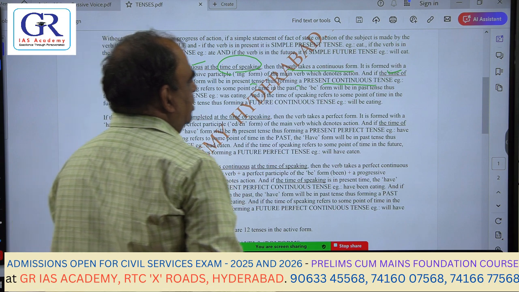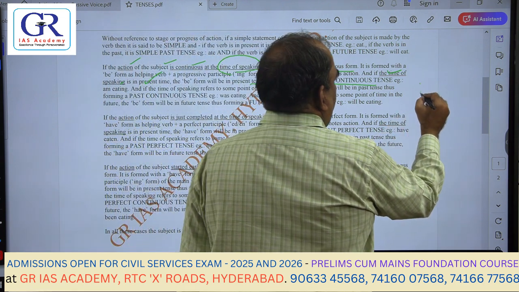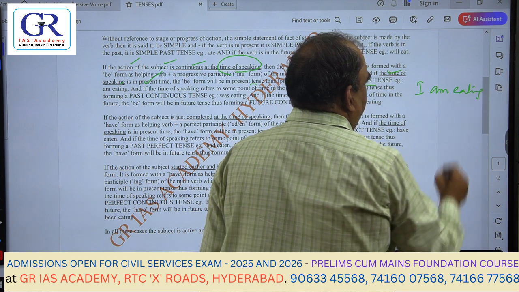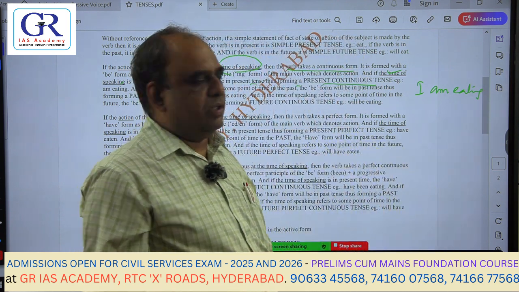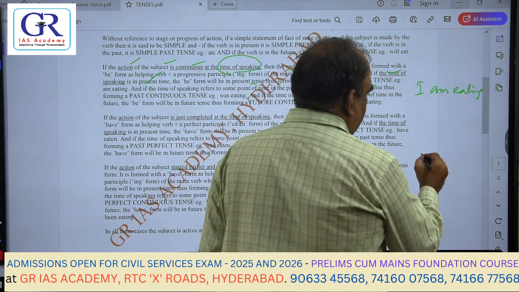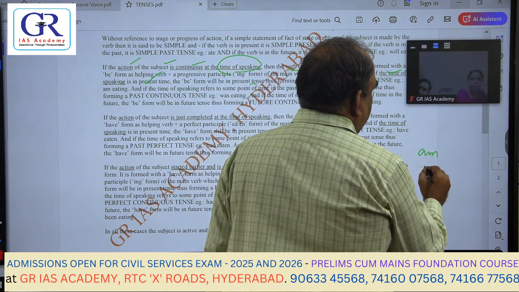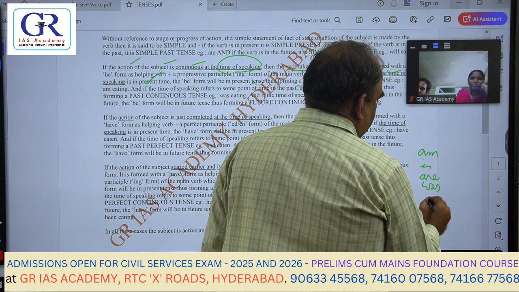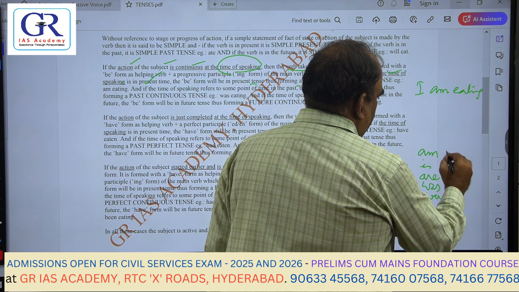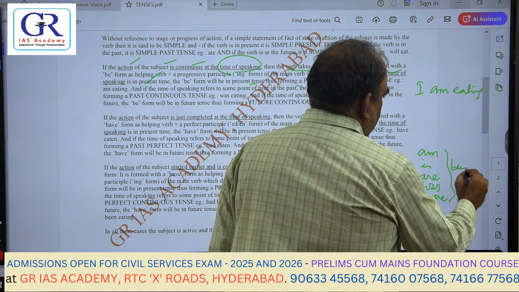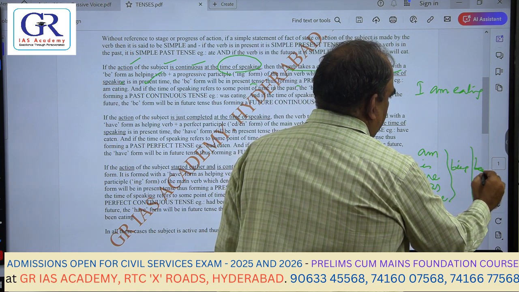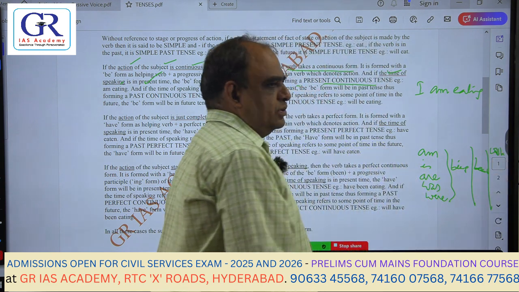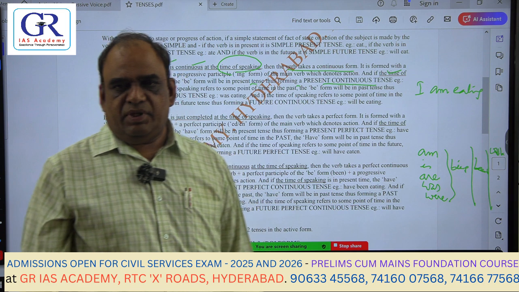Okay, so I am eating. What will it form? I am eating. Yesterday I told you the B forms. Manasa, I hope you remember. What are the B forms? Am, is, are, was, were, being, been, and will be. All those are known as B forms.